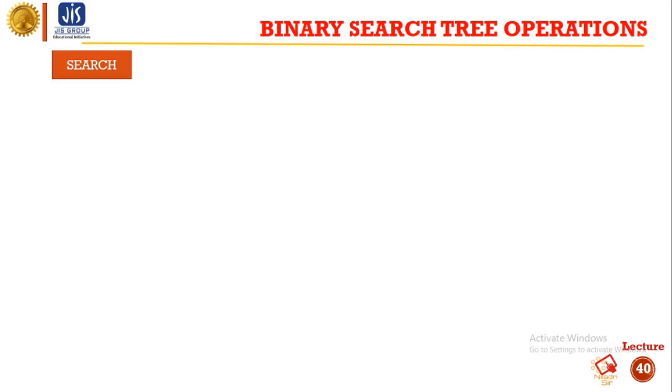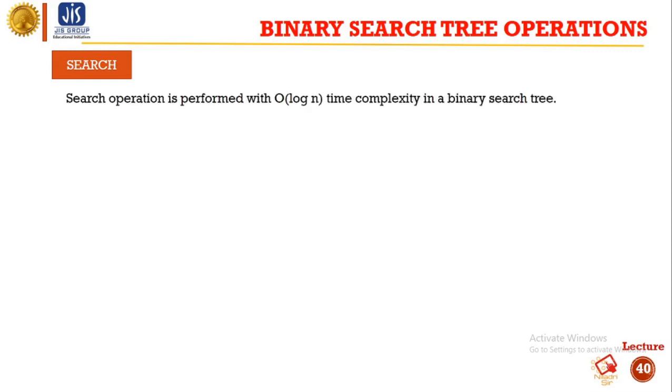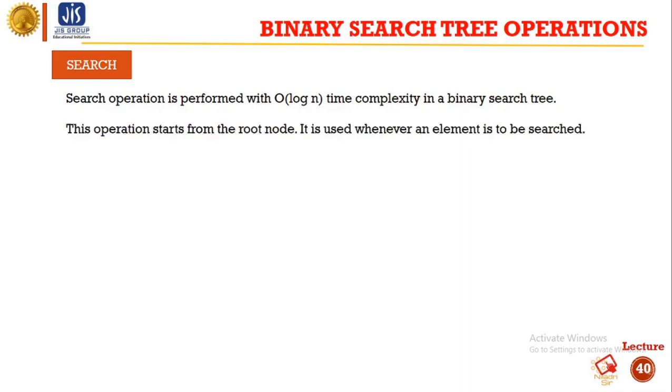Now, what are the operations of a binary search tree? Number one is the search operation. Search operation is performed with order of log n time complexity in a binary search tree. This operation starts from the root node. It is used whenever an element is to be searched.